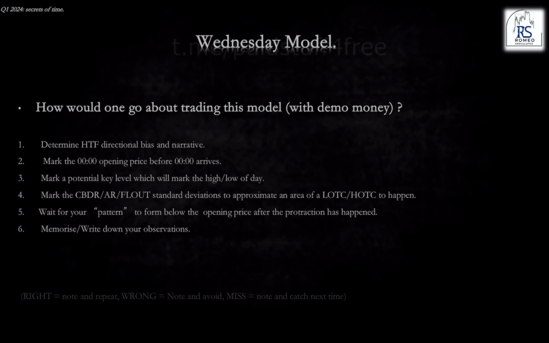Number five is wait for your pattern to form below the opening price after the protraction has happened. Number six is memorize and write down your observations. If you're right, note and repeat. If you're wrong, note and avoid. And if you miss, note and catch it next time. That is the importance of a journal.